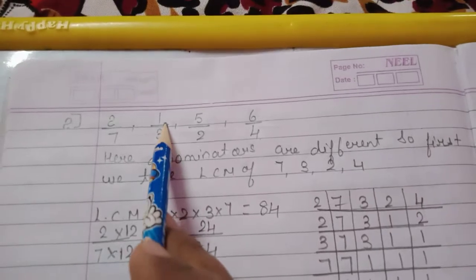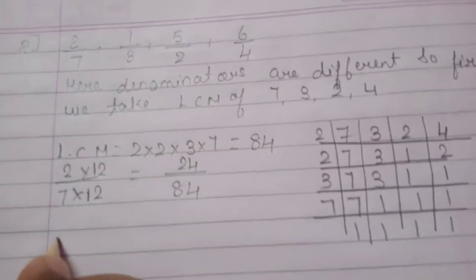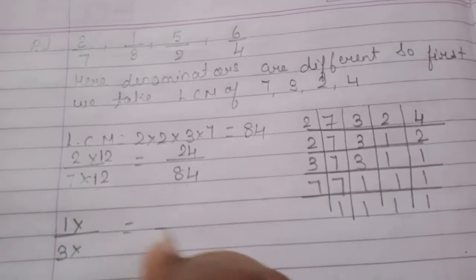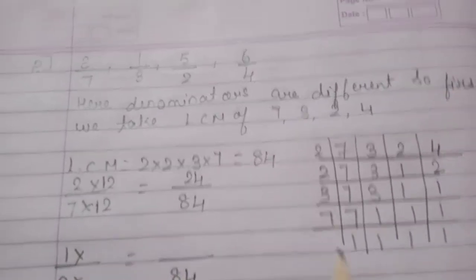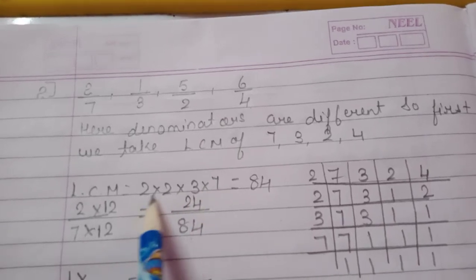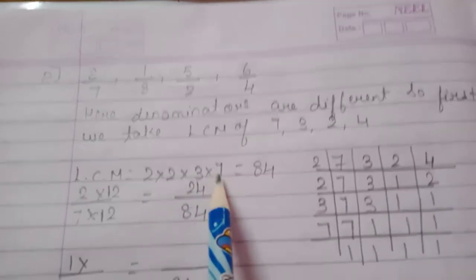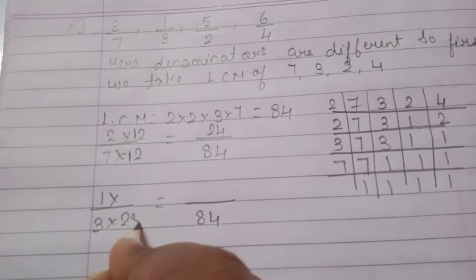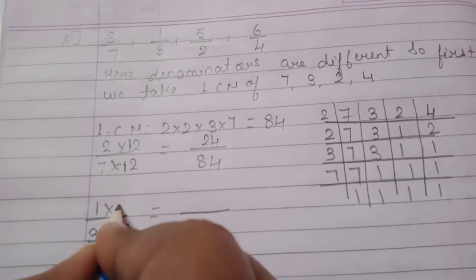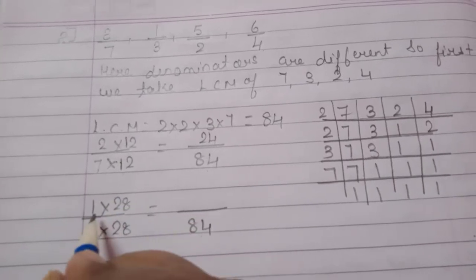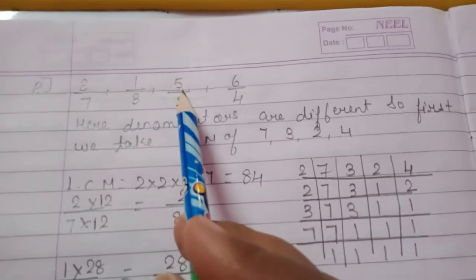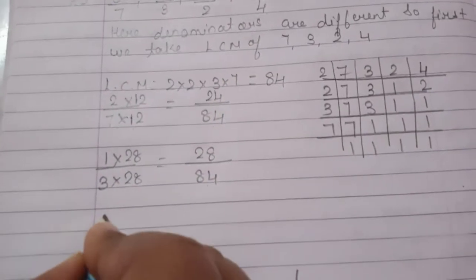So next fraction is 1 upon 3. We want denominator 84. So see, in the LCM 3 is there. So the remaining numbers we will take: 2 twos are 4, 4 sevens are 28. So we will multiply by 28, 28 threes are 84. So in the numerator also we will multiply by 28. So 1 twenty-eights is 28.